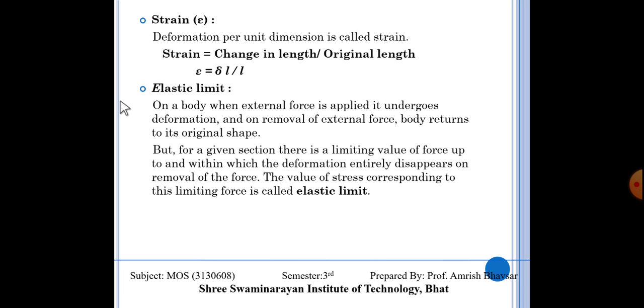And what is elastic limit? On a body, when external force is applied, it undergoes deformation, and on removal of the external force, the body returns to its original shape. But for a given section, there is a limiting value of the force within which the deformation entirely disappears on the removal of force. The value of stress corresponding to this limiting force is called elastic limit. After this limit, it will deform or create small cracks.